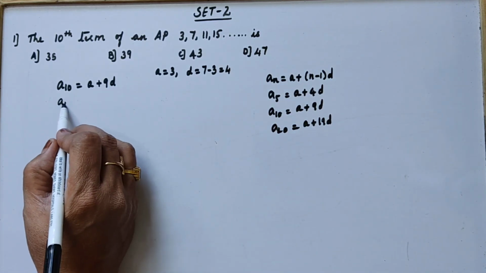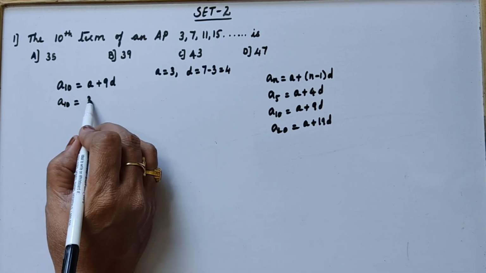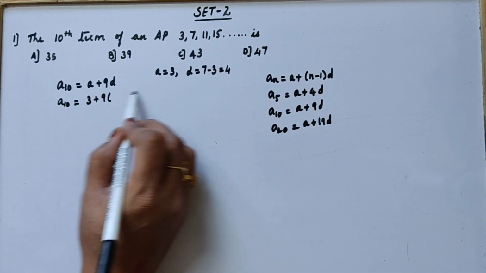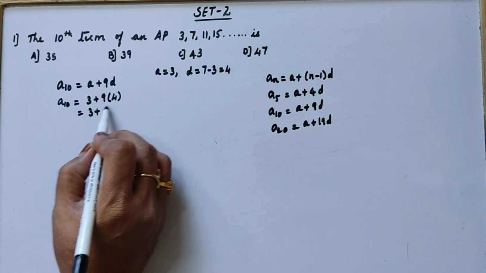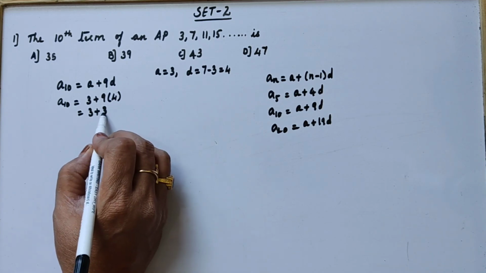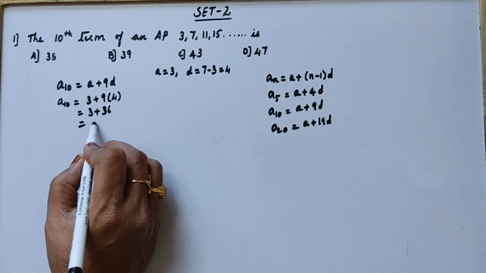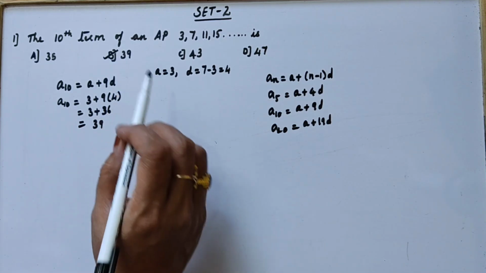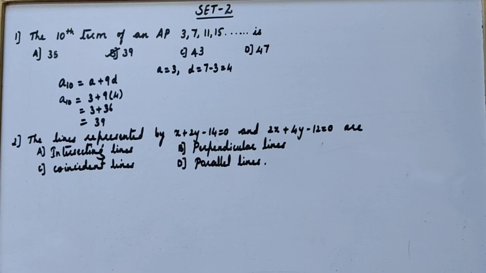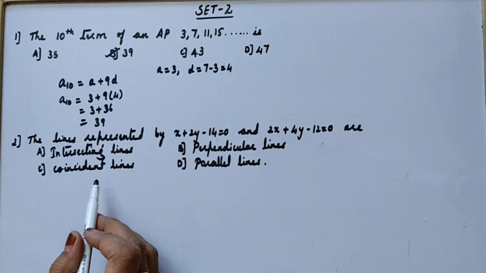Now here a10 equals a value is 3 plus 9 into d value is 4. 3 plus 9 4s are 36. 36 plus 3 is 39. So B option is correct. Hope this is clear. We have got next question here.